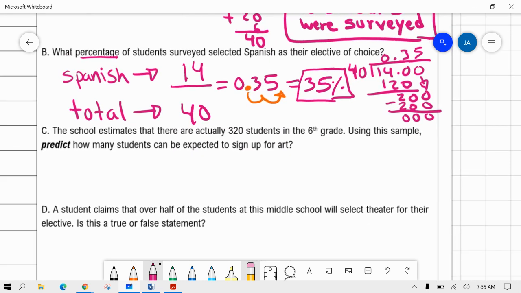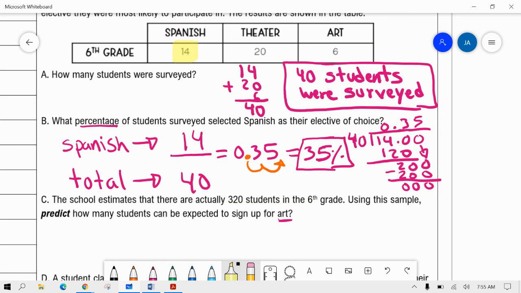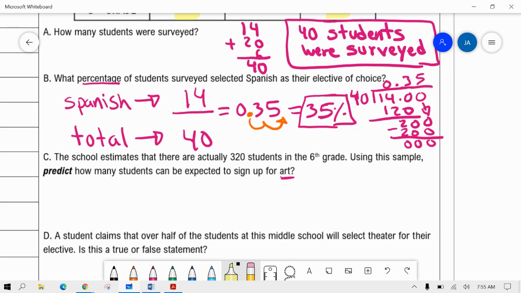Part C, the school estimates that there are actually 300 students in the sixth grade. Using this sample, predict how many students can be expected to sign up for art. So we know, based on this table, let's go back to the table, that 6 out of 40 students. So we have a total of 40 students again, and then 6 that took art.